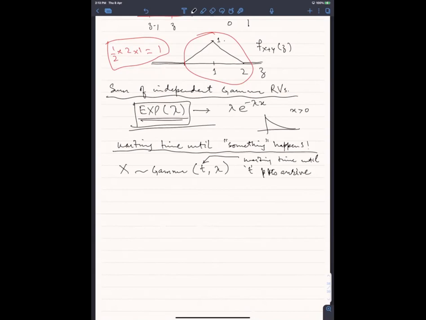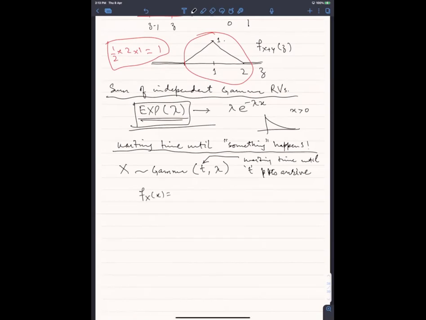So gamma distribution is a more generalized form of exponential distribution. In fact, it is even more generalized. Why? Because this t is not necessarily an integer. T can be anything. Okay. So gamma distribution has a probability density function given by.